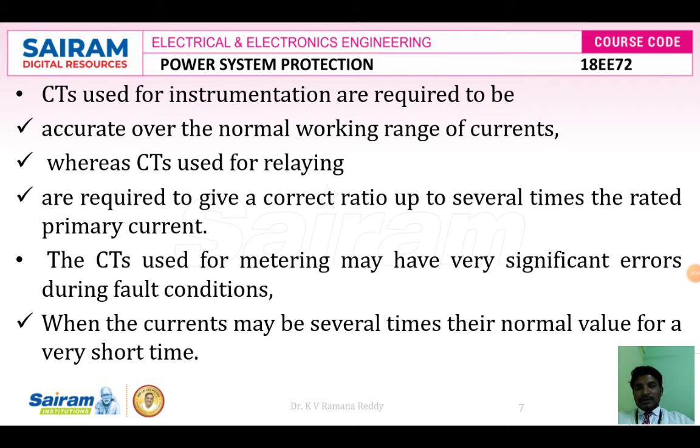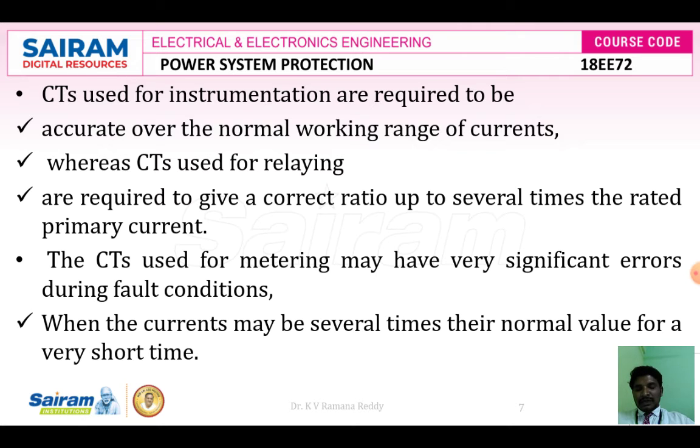Therefore, current transformers used for instrumentation are required to be accurate over the normal working range of currents. So the current transformer is one instrument which is required to be accurate. That means it records that particular current in a clear manner under the normal working range of currents, whereas CTs used for relaying are required to give a correct ratio up to several times the rated primary current. Therefore, the current transformers used for metering may have very significant errors during fault conditions.